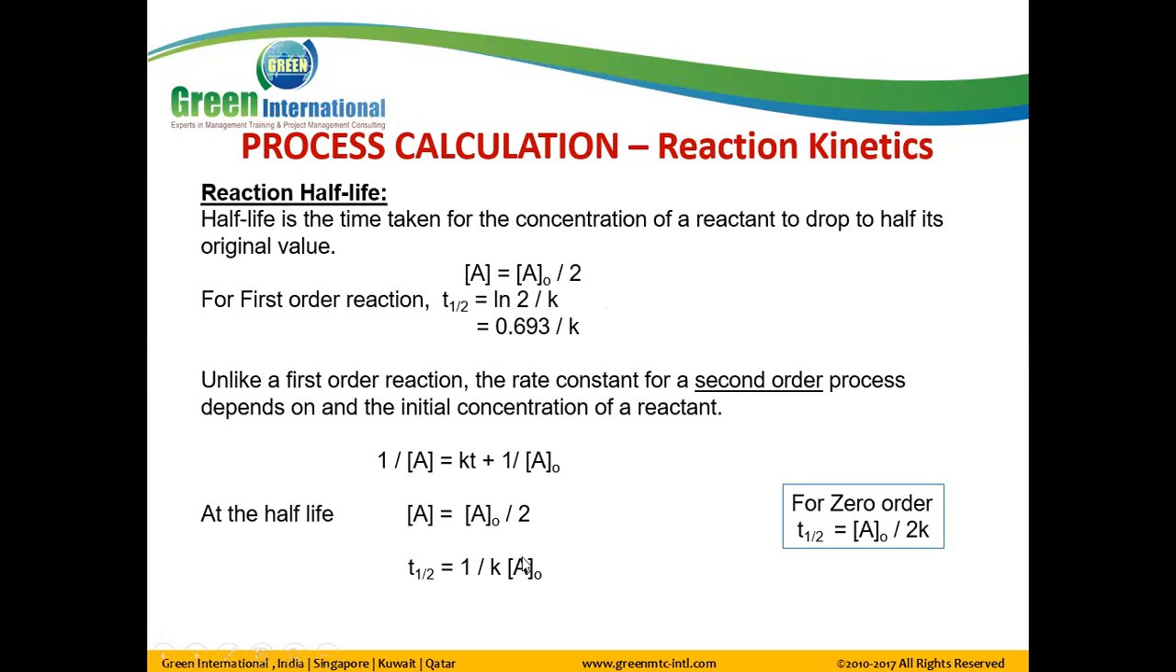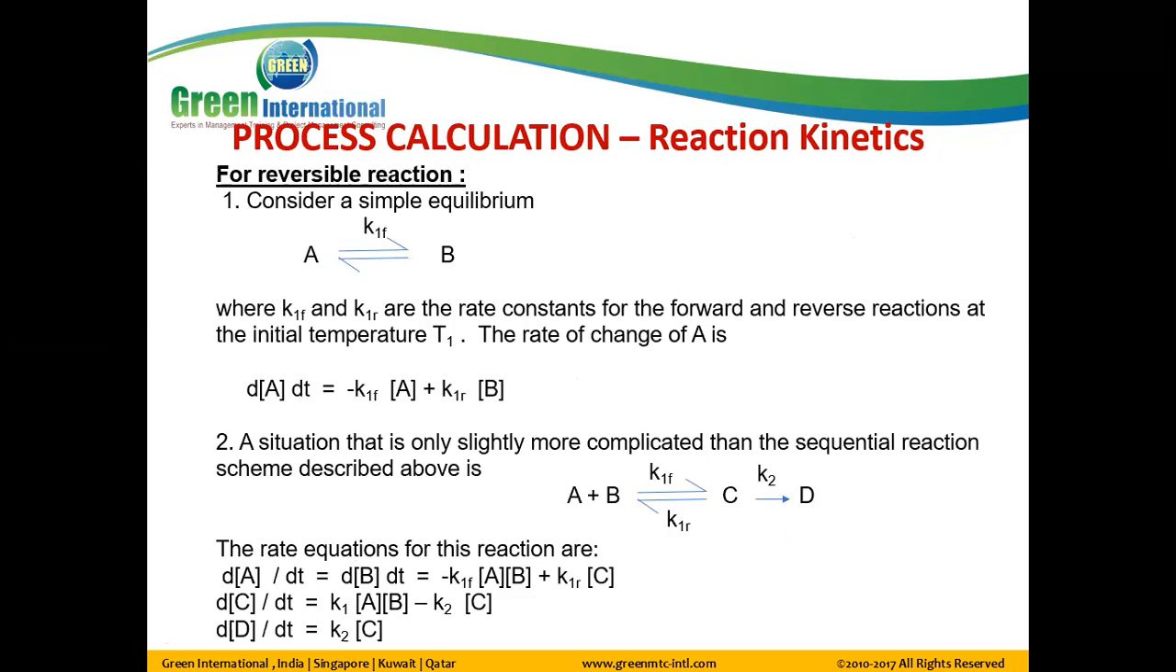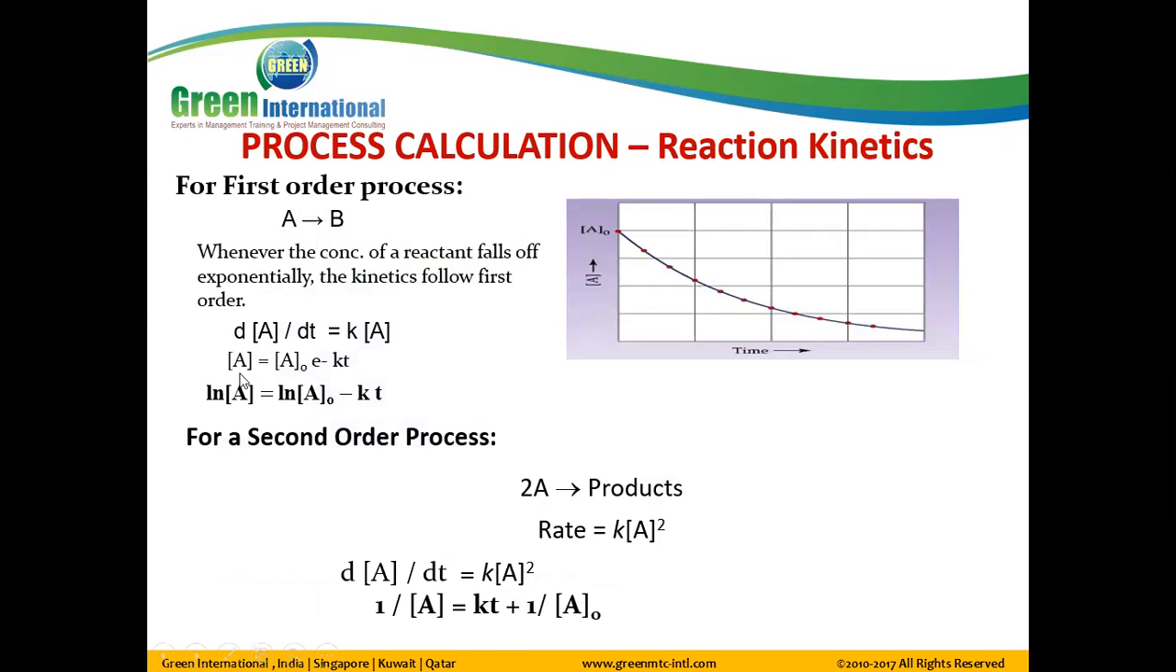Similarly, you can derive it for second order: T half equals 1 by K A naught, with A equal to A naught by 2. The equation is 1 by A equals KT plus 1 by A naught. If it is a zeroth order, T half equals A naught divided by 2K. So the half-life period calculation is important. And then A versus A naught, this is important for first order and second order.